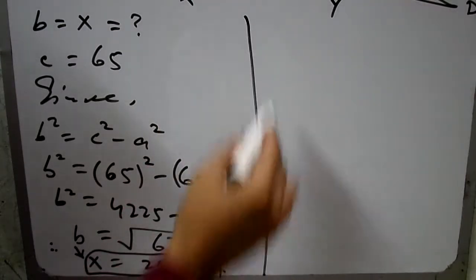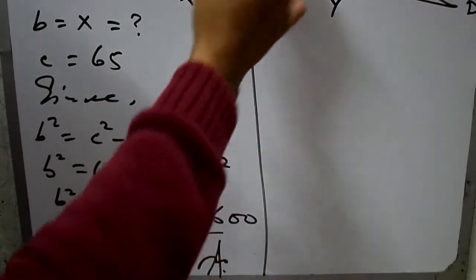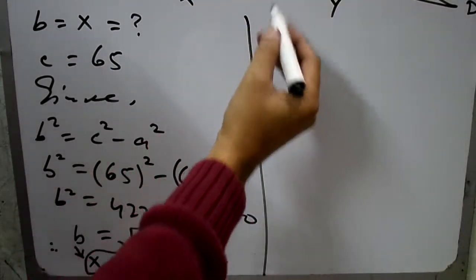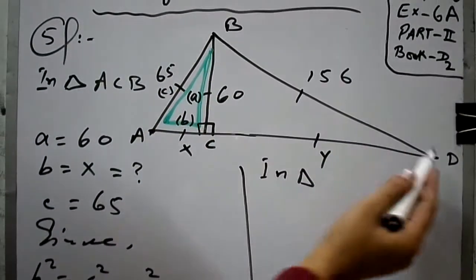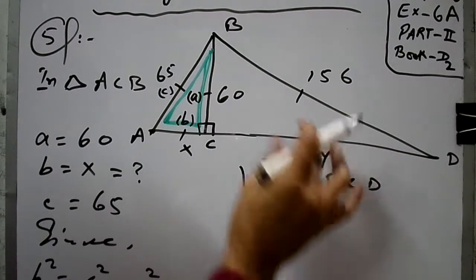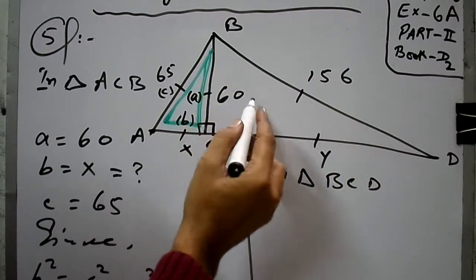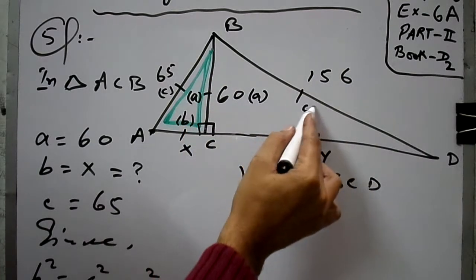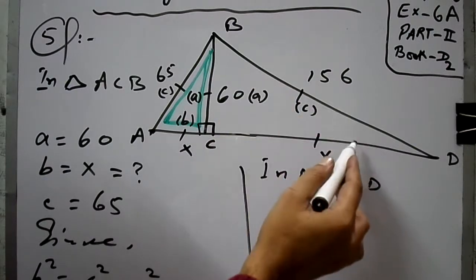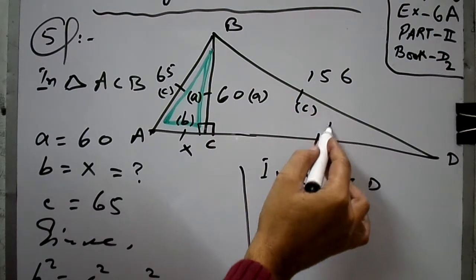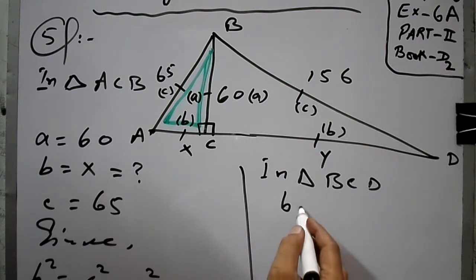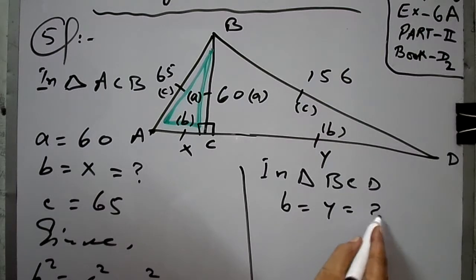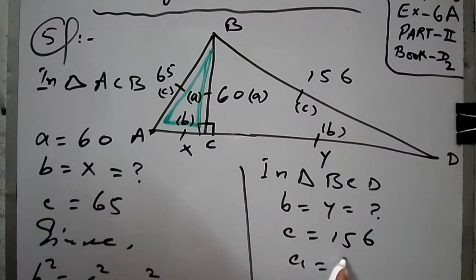Now in the same diagram we have to find the value of y also. Now you should take this triangle. In triangle BCD, that is your A altitude, that is your C hypotenuse, and that is your base B, which is represented by the y line. So the value of B is y, which is to be determined, the value of C is 156, and the value of A altitude is 60.